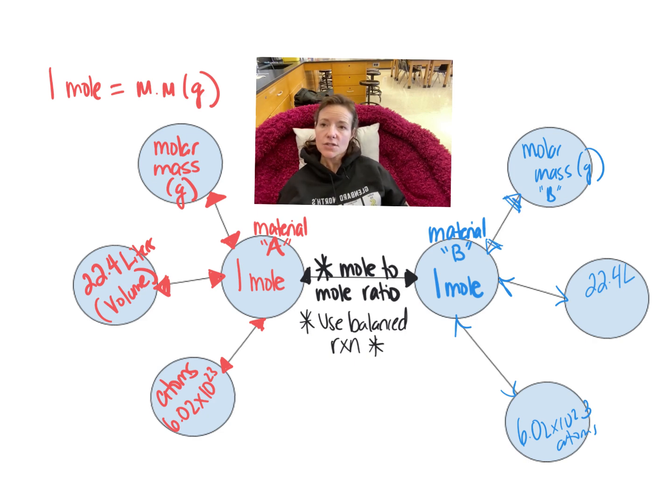What we can actually do is, if we're given, let's say, grams of one material, we can find out how many moles we have. We can find out how many moles of a different material in the balanced chemical reaction we would need, and we can figure out how many grams that would be, or how many atoms, or how many liters. And that's it. So let's look at a first practice problem together.